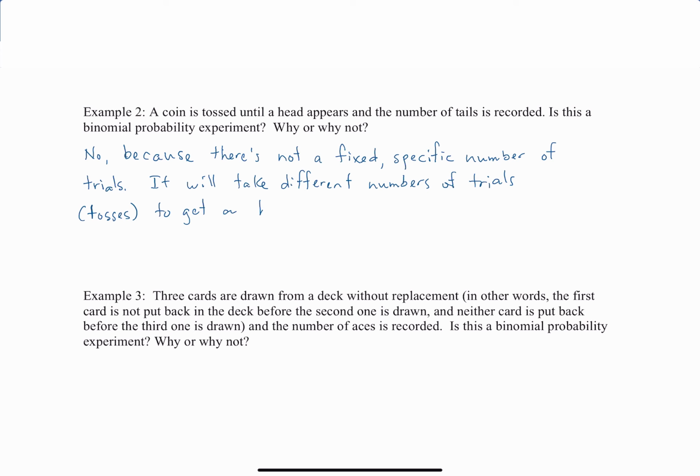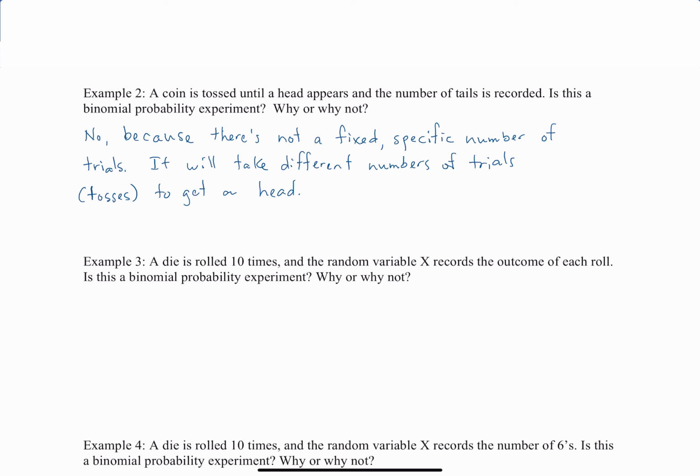to get a head. In the next example, we're told that a die is rolled 10 times and the random variable x records the outcome of each roll. Is this a binomial probability experiment? Why or why not? We're clearly told that the number of trials, lowercase n, is 10. So this is a fixed specific number of trials. So we're okay there.